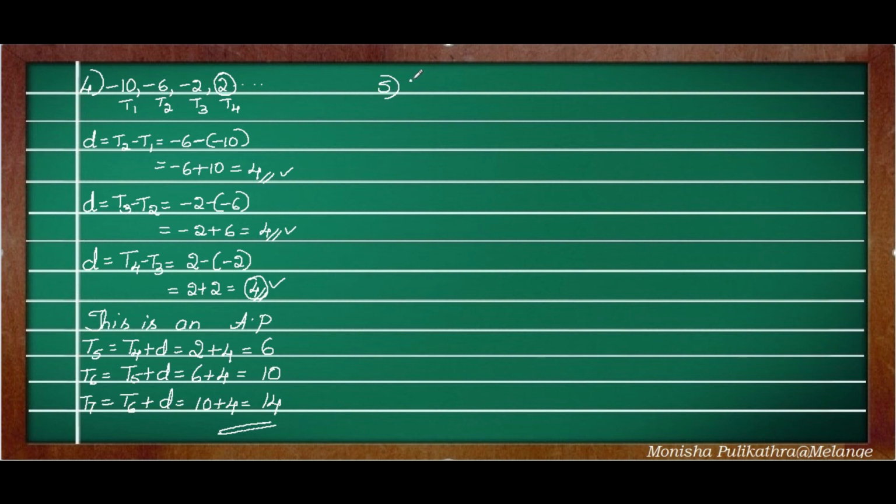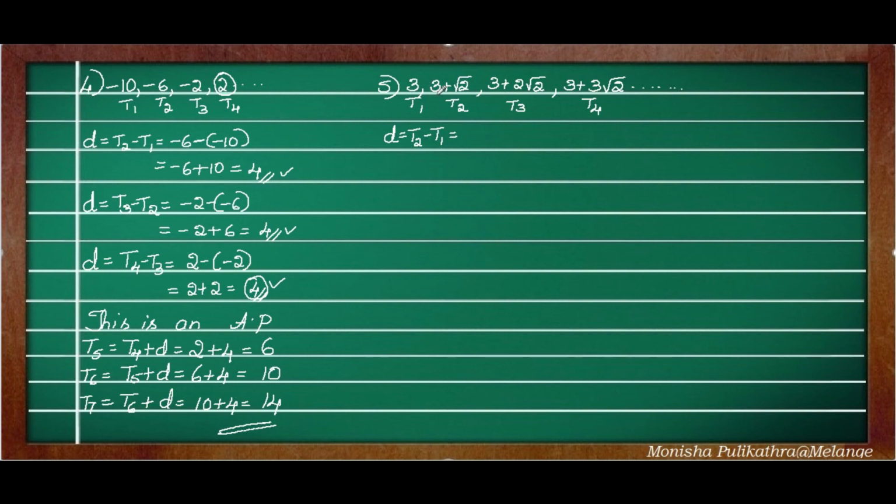So fifth problem: 3, 3 plus root 2, 3 plus 2 root 2 and 3 plus 3 root 2. Okay, this is the given sequence. Here this is T1, this is T2, T3 and T4. So first we need to find out the common difference, that is D is equal to T2 minus T1.